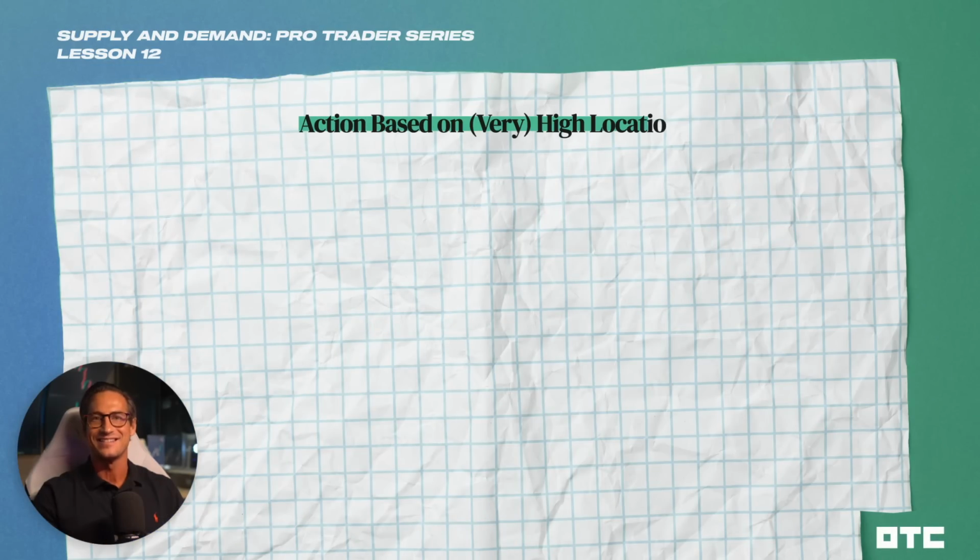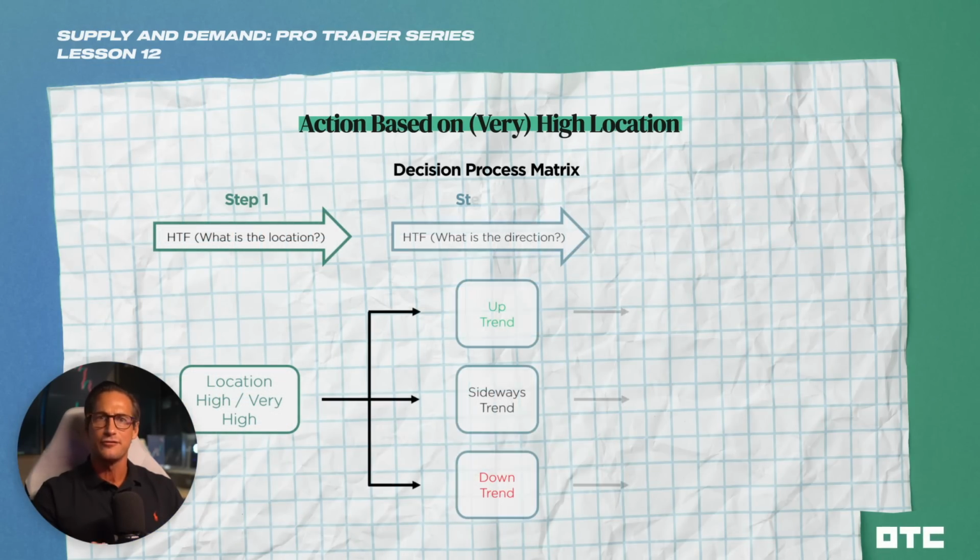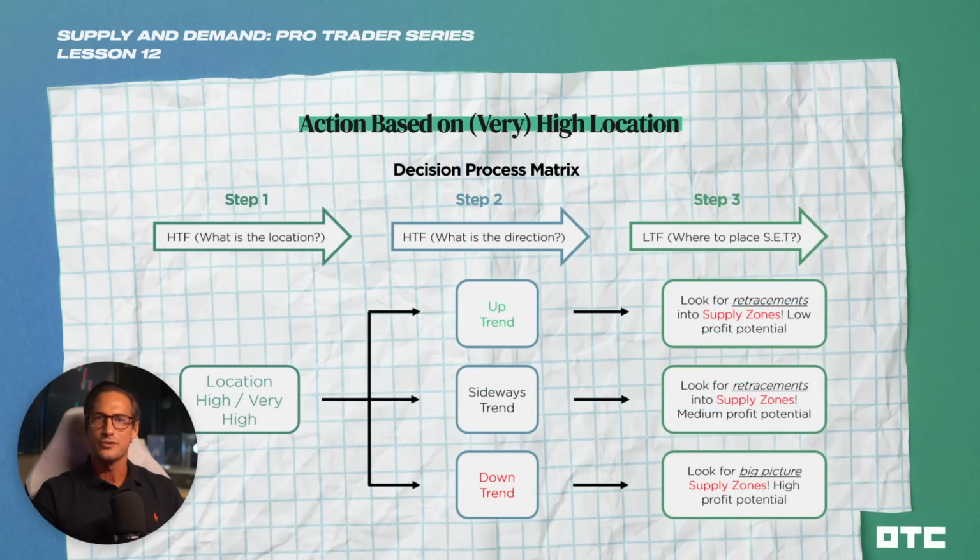Alright, let's get started. This graphic may appear complex at first glance, but it's actually quite straightforward. Think of it as a decision process moving from left to right, starting with step 1, identifying the higher time frame location, followed by step 2, assessing the trend direction, and step 3, performing the lower time frame zoning process to establish our setup. That's why we call it a top-down approach. This graphic answers the question of what action to take based on the location of our LTF supply zones.